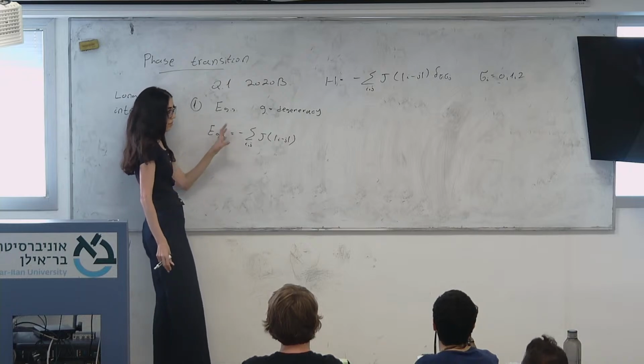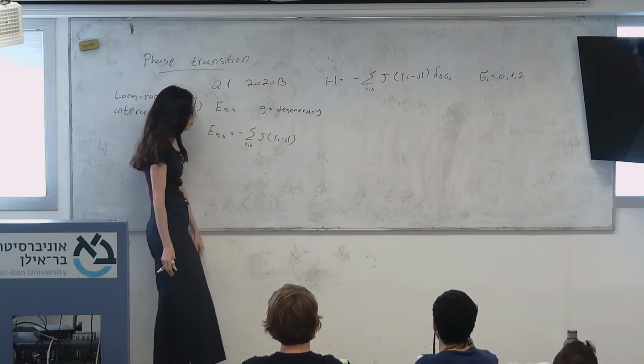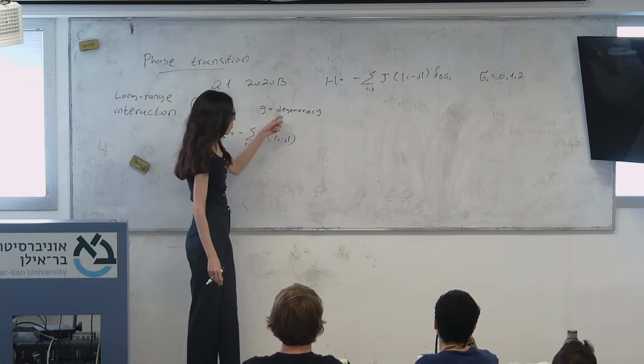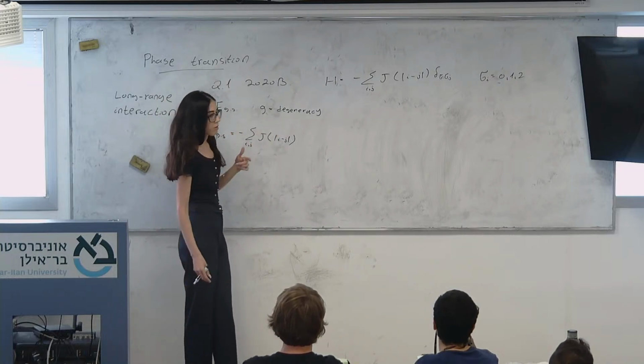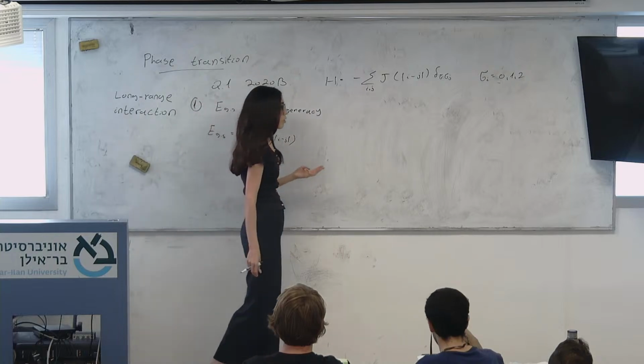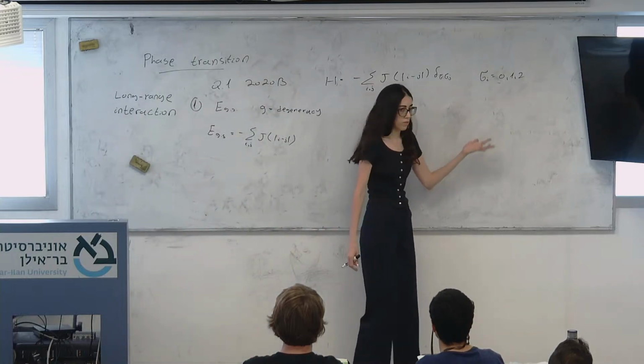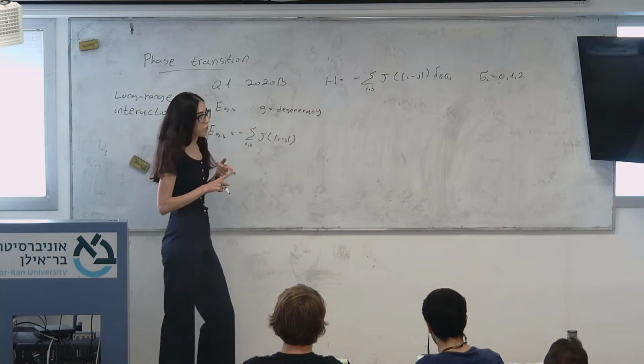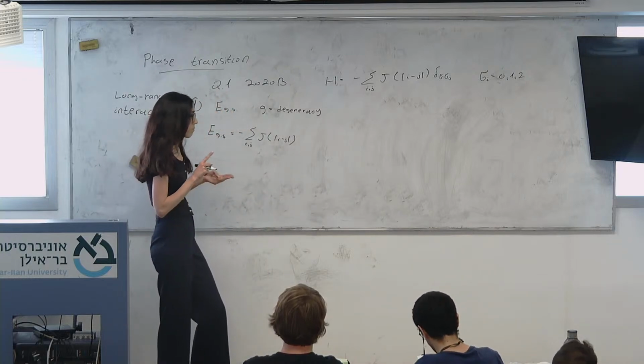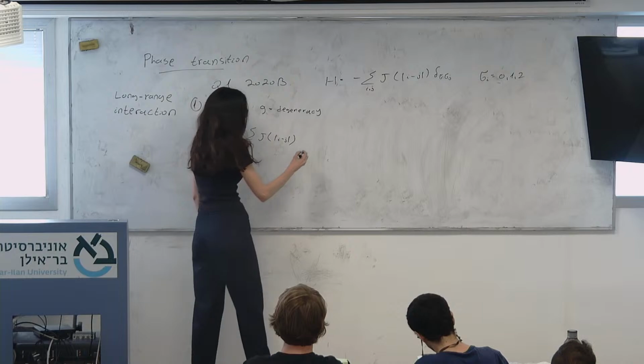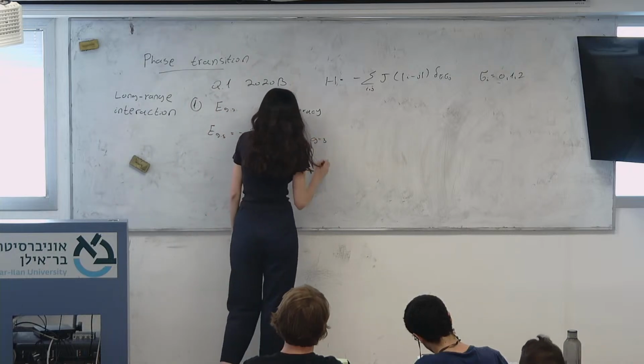We keep it in that form. So what's going to be the degeneracy? Exactly. We have 3 options for the direction of the spin, which is 0, 1, and 2. So either all of the spins in direction 0, or 1, or 2. So we have 3 options. So G equals 3.